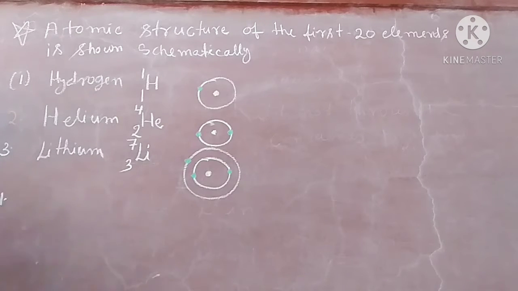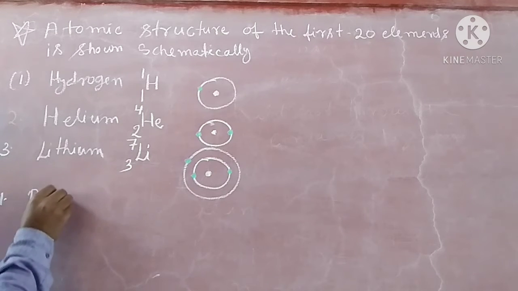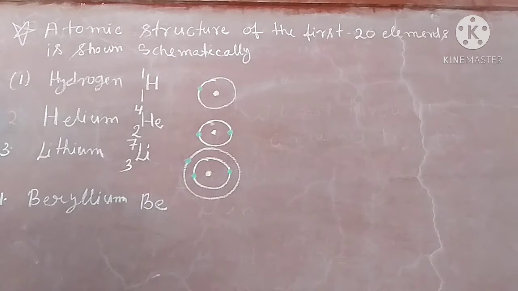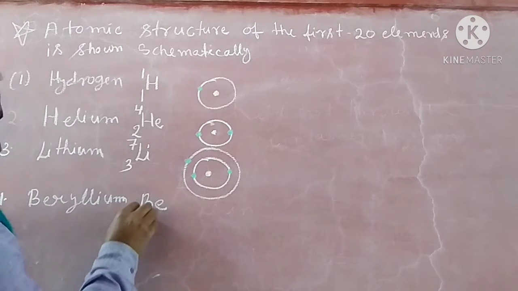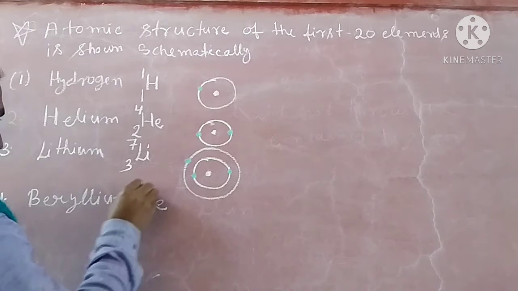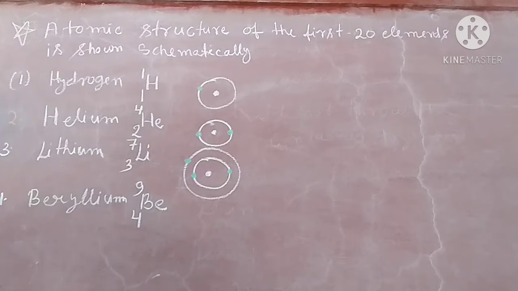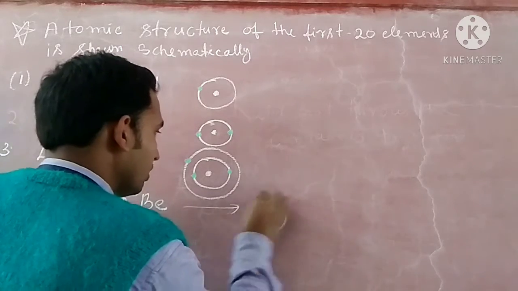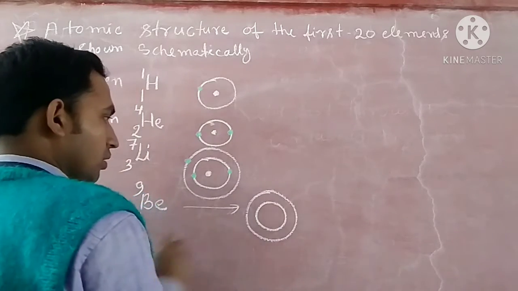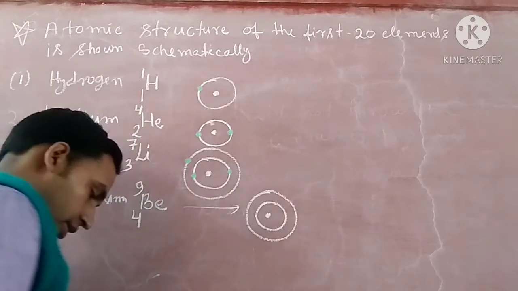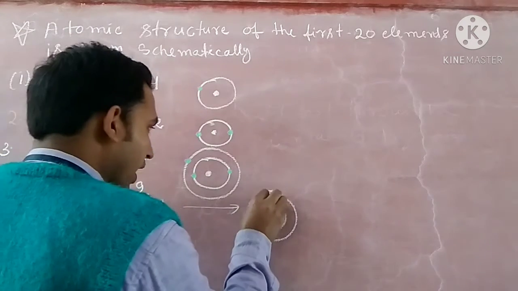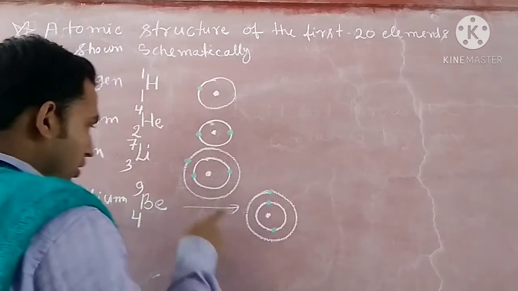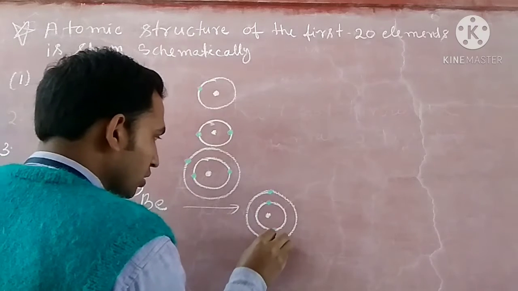Fourth, beryllium. Its symbol is Be. Its atomic number is 4. Mass number is 9. Okay. Their schematic diagram: 1, 2, and this is the nucleus. How many electrons are present? The first cell has a maximum of 2 electrons. The second cell has a maximum of 8 electrons. But you have only 2 electrons, so you put 2 electrons.